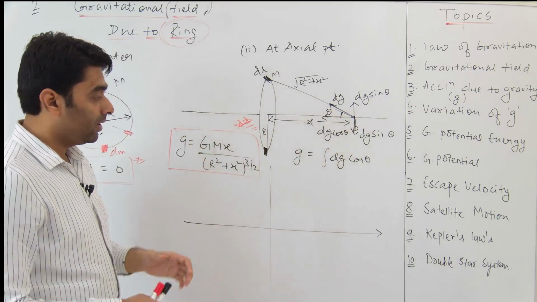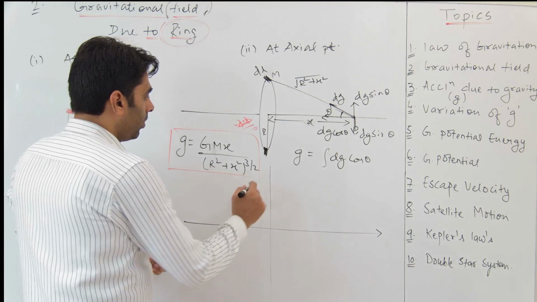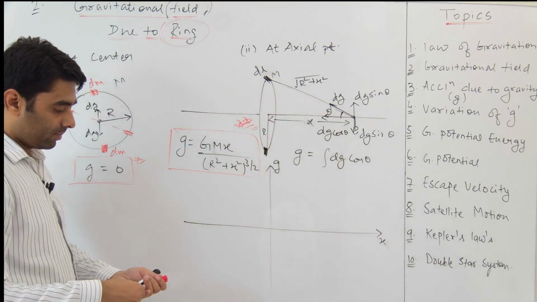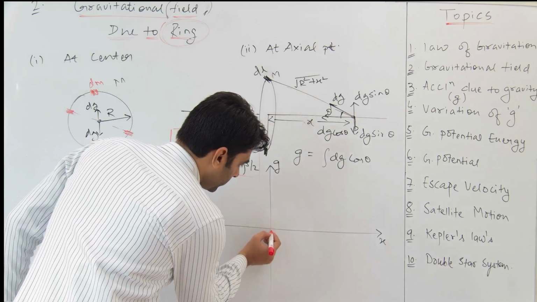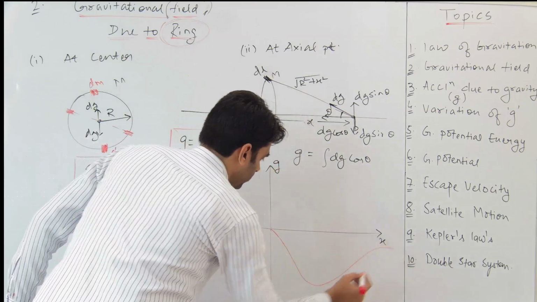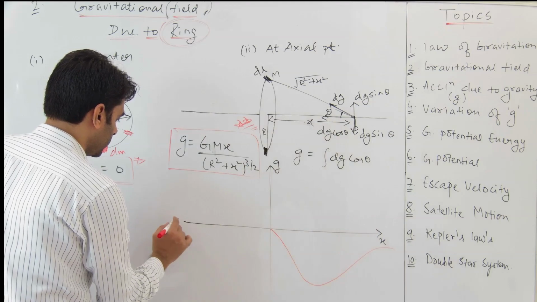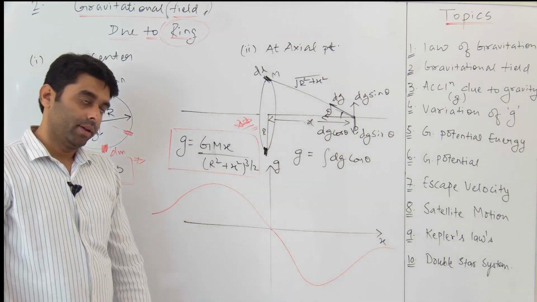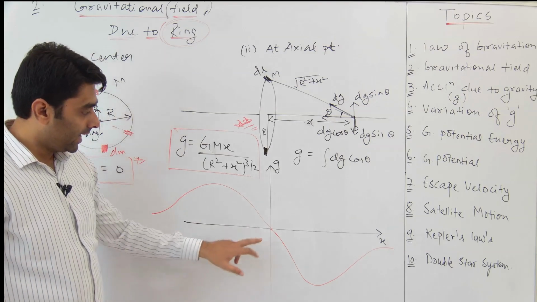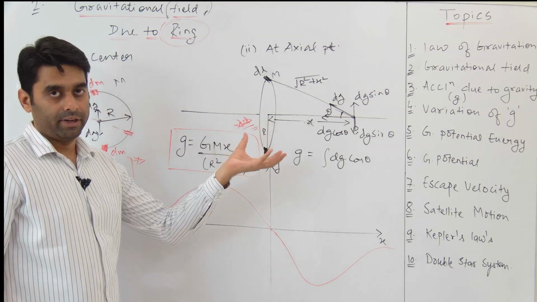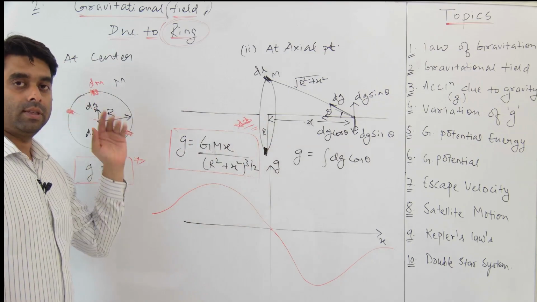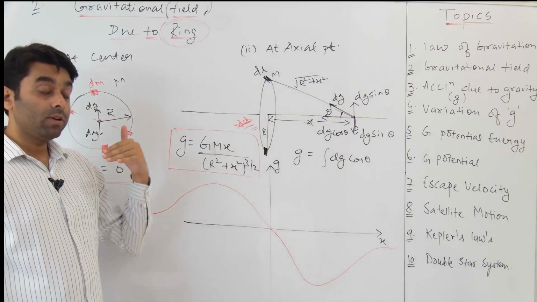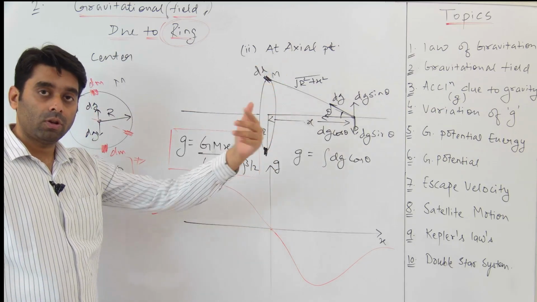Fine. Now if we draw a graph between gravitational field and distance x, the graph will come out something like this. This is the plot you will be getting. Over here you will notice that at x equals 0, the gravitational field is 0. x equals 0 is nothing but the center. At x equals infinity, at far away distance, it is also 0.